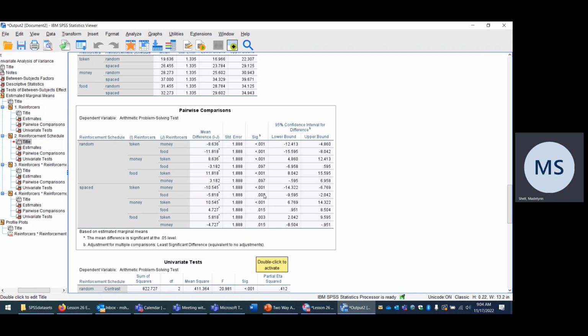And what it looks like is basically every one of the conditions is different in the spaced reinforcement schedule. All of these are significant. Everyone is different from the others. In the random reinforcement schedule, it looks like food and money are not significantly different, and that's the only place where we see that non-significant difference.